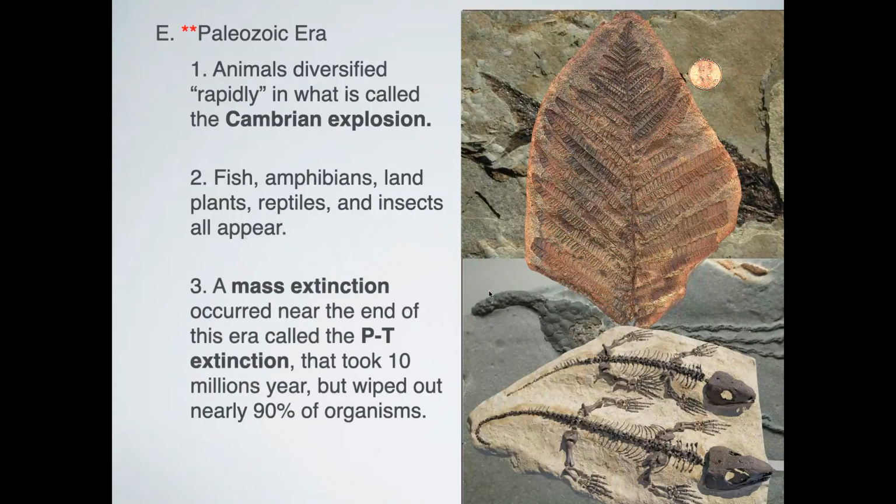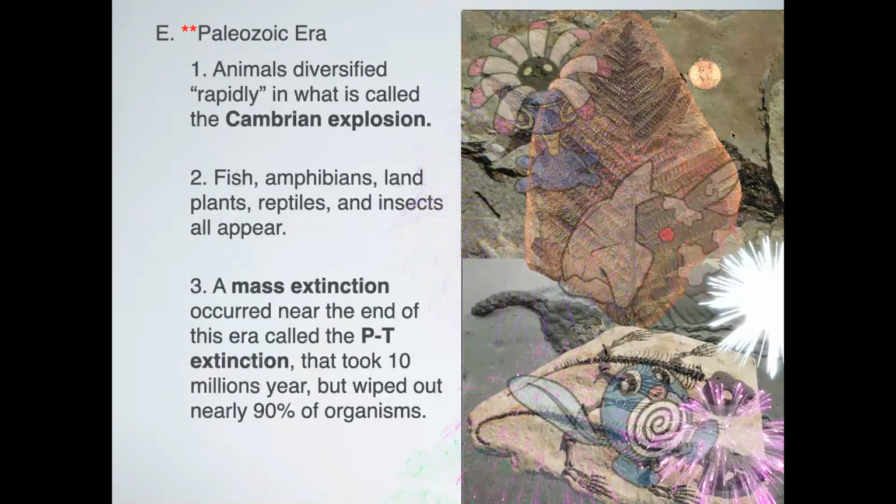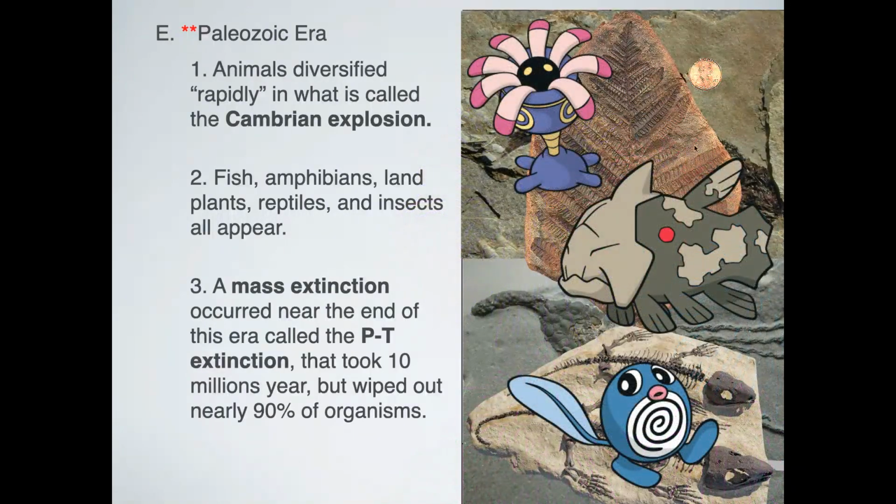And so near the end of this, of course, I have to use Pokemon as my examples. These are fossil Pokemon here. Relicanth is based on an old organism. And then, of course, we have our little Poliwag for amphibians here.